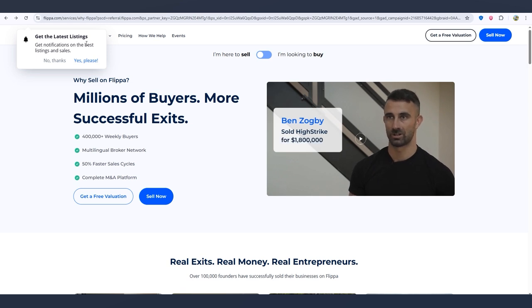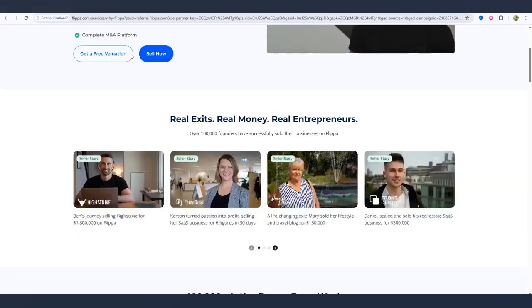The tool gives you a price range to help you understand what your business might be worth, but the final value depends on what a buyer is willing to pay.